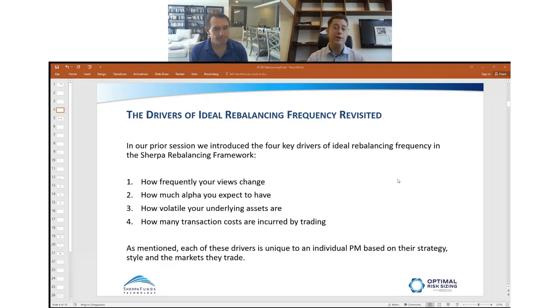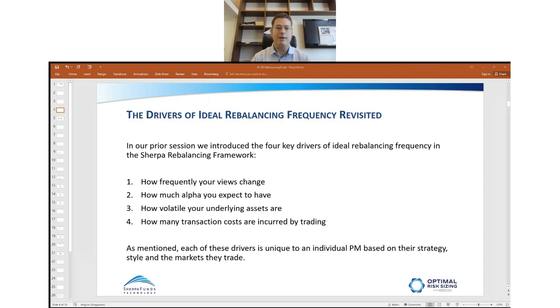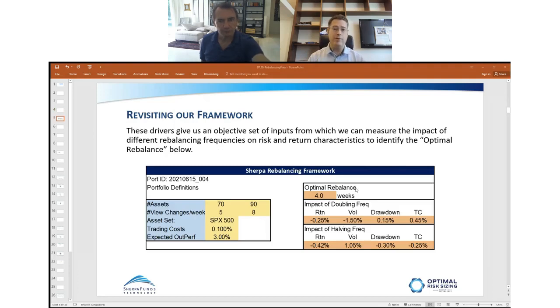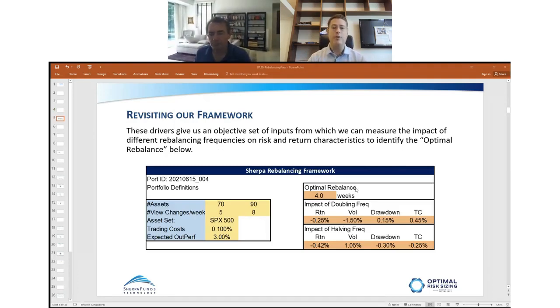Second, how much alpha do you expect to have? Obviously, if you expect more alpha, then you have more return to work with, and also a greater expectation of return that pays for your rebalancing. Next, we look at how volatile the assets are. And finally, we look at how much transaction cost you are incurring by trading. Each one of these is going to be unique per PM, unique per firm. It can change through time. And so this framework allows a PM to measure these particular inputs and to come up with an optimal or ideal rebalancing frequency from them.